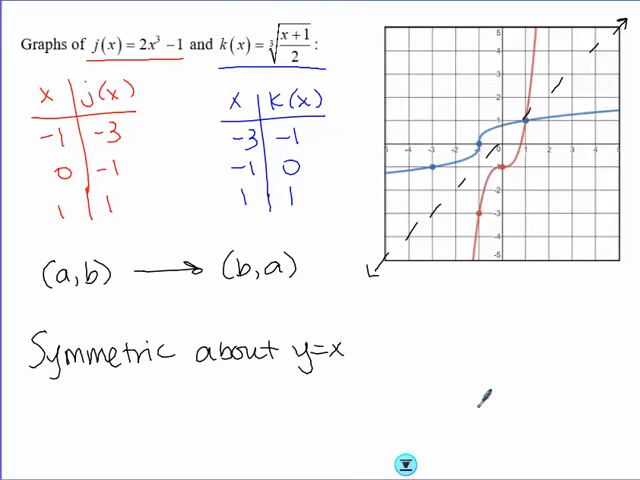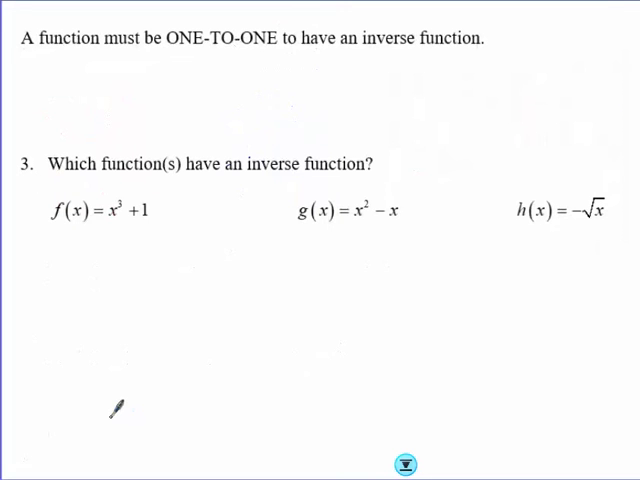Or if you folded the graph on the diagonal, the graphs would line up exactly. These are just a few properties of graphs of inverse functions. Now, not every function has an inverse that is a function. A function must be one-to-one to have an inverse.